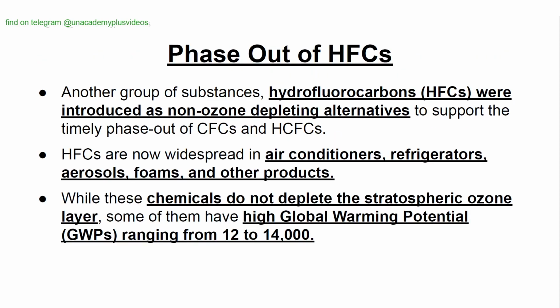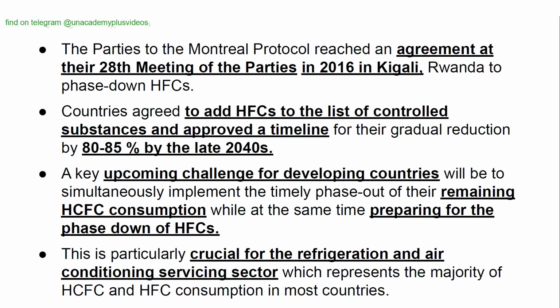Phase out of HFCs. Another group of substances, hydrofluorocarbons, were introduced as non-ozone depleting alternatives to support the timely phase out of CFCs and HCFCs. HFCs are now widespread in air conditioners, refrigerators, aerosols, foams, and other products. While these chemicals do not deplete the stratospheric ozone layer, some of them have high global warming potential, ranging from 12 to 14,000.